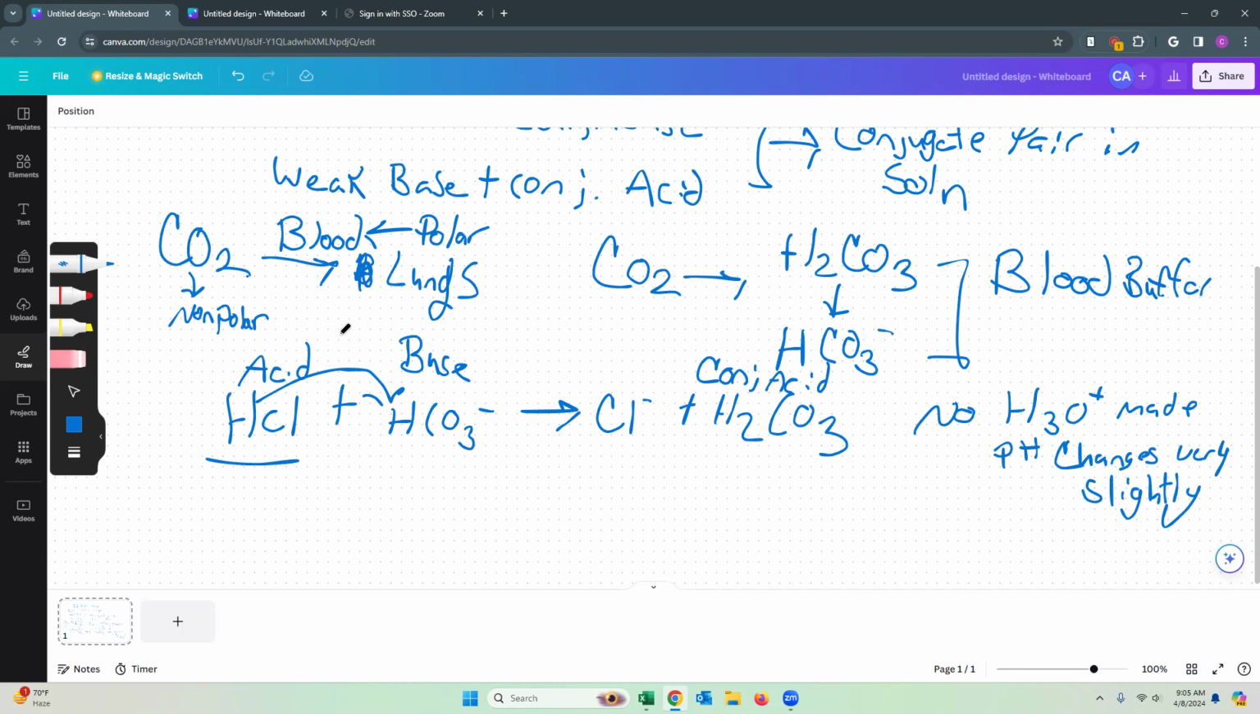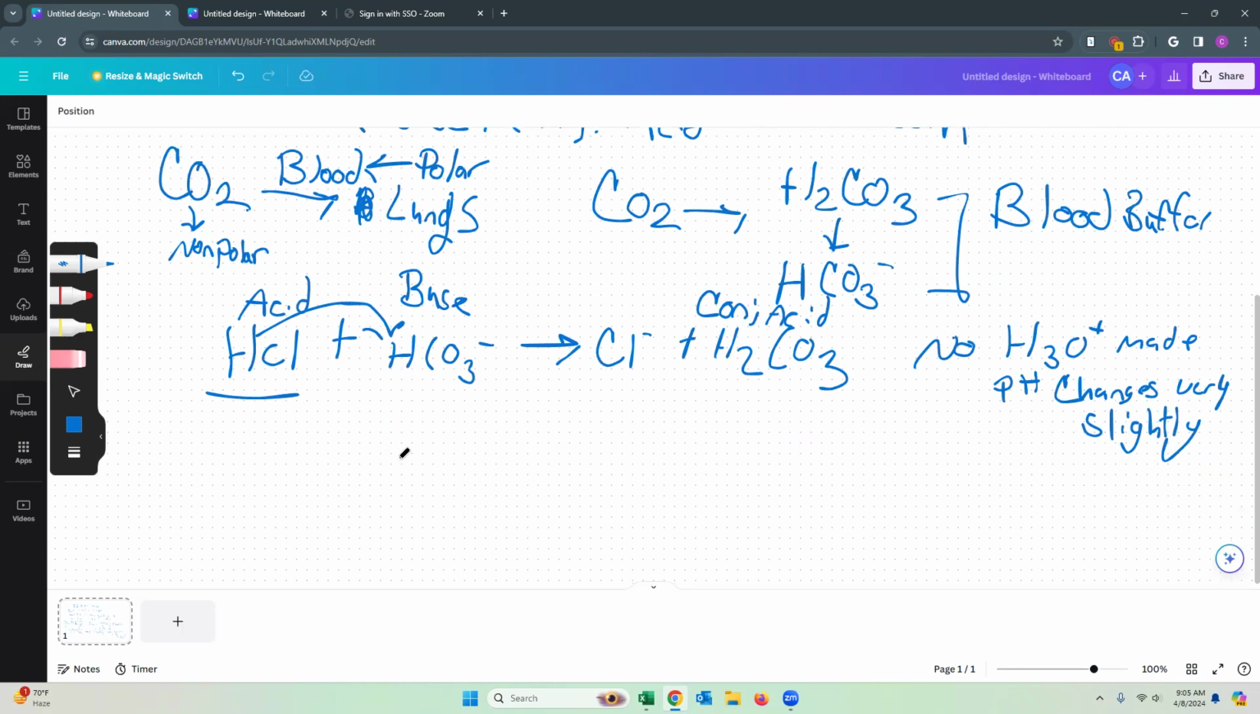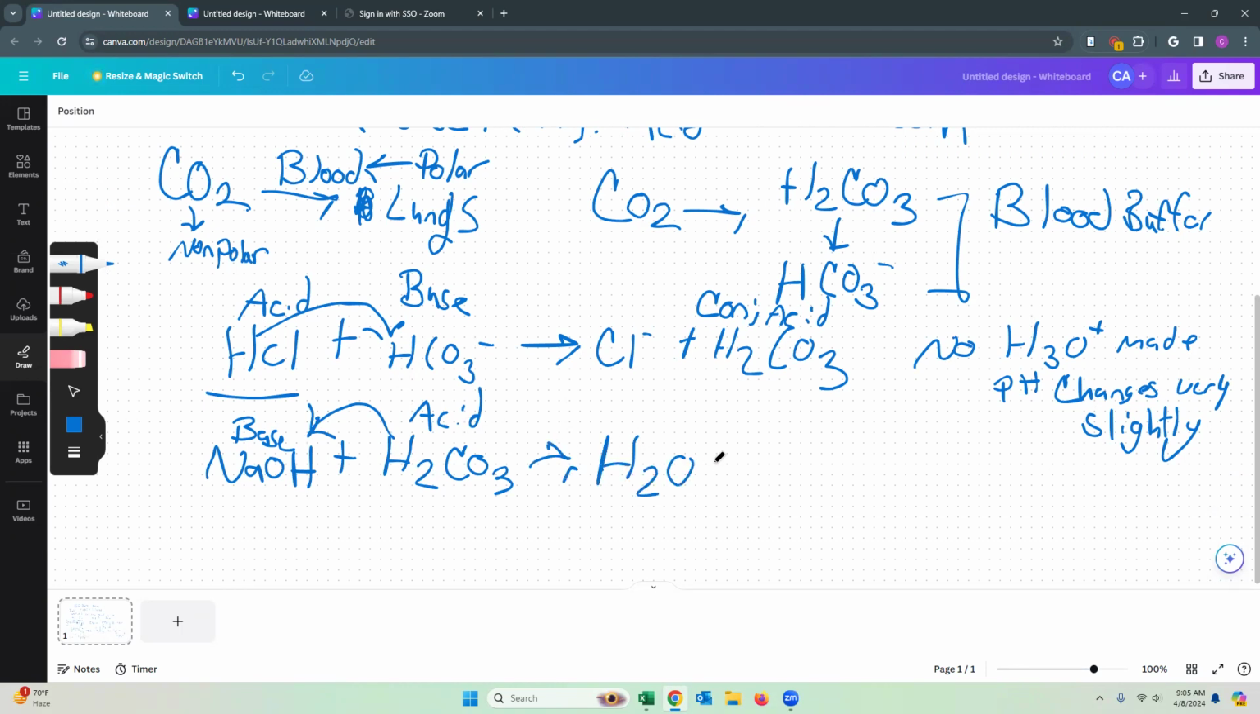And we can look at that same type of behavior when we have a base. Let's say I add a strong base to my solution, NaOH. My base will react with the acid of my buffer. The acid will give the hydrogen to the base. You'll make water, sodium plus bicarbonate. And again, here no OH minus or H3O plus was made.